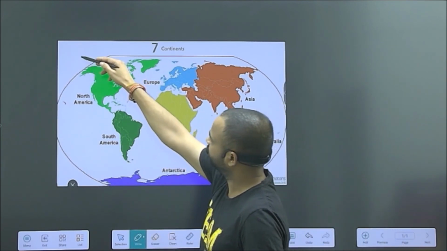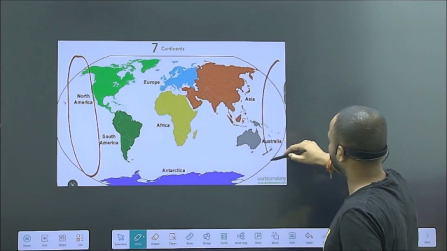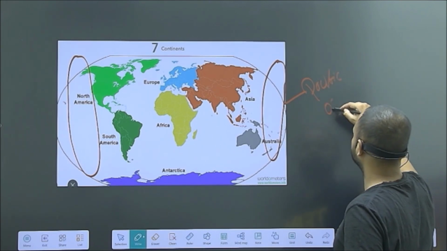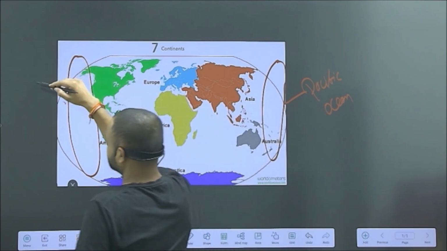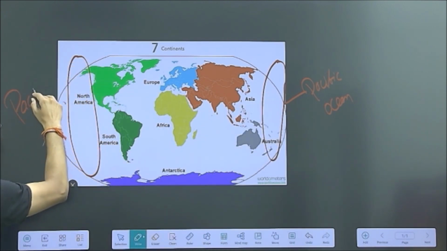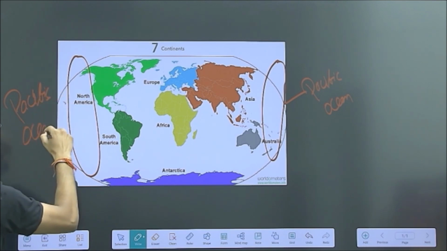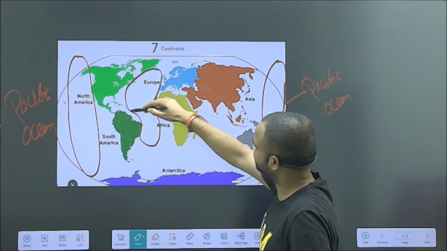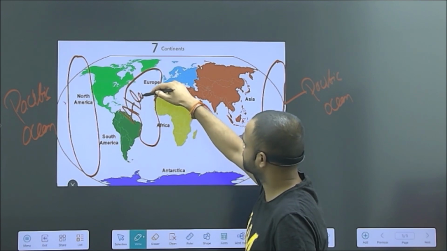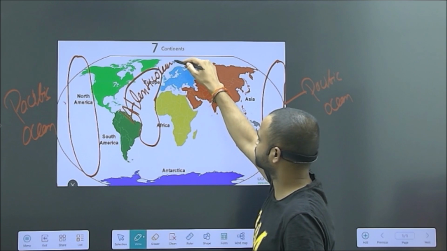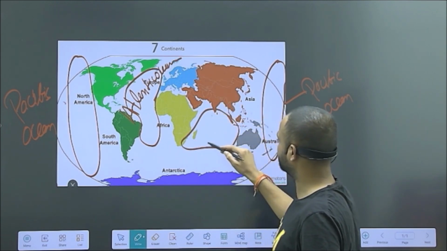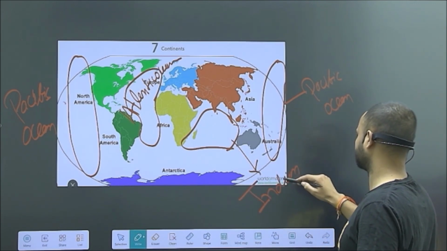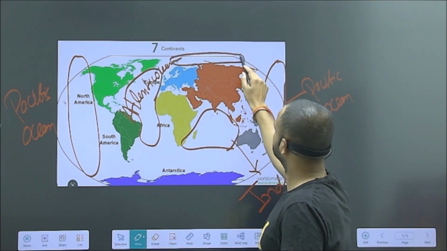So first of all, here is the Pacific Ocean. Second is here, the Atlantic Ocean. Third is the Indian Ocean. Fourth is the Arctic Ocean.